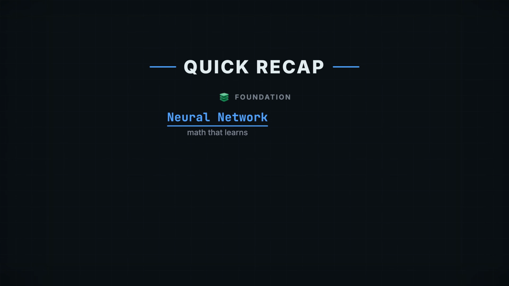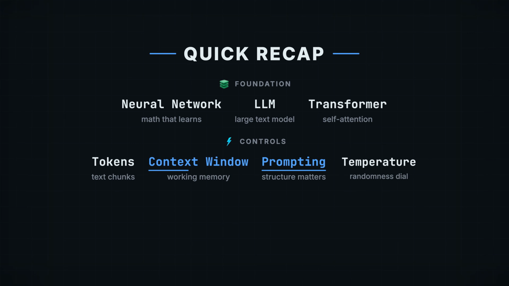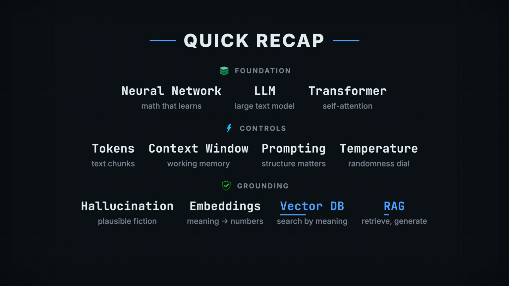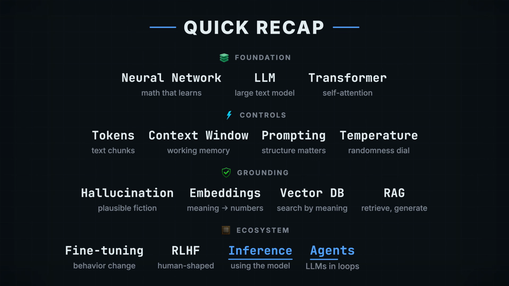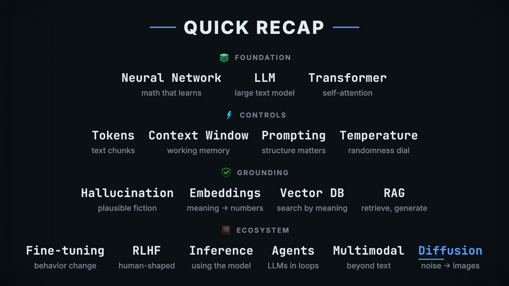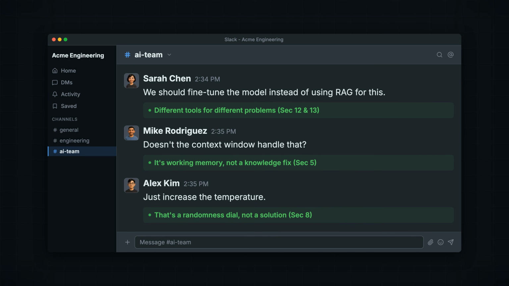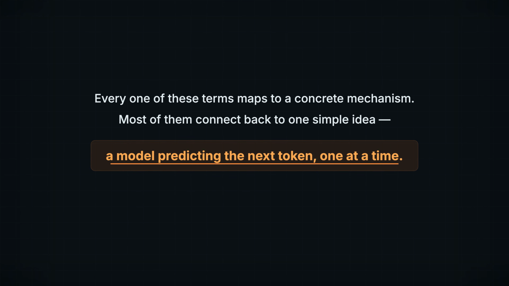Quick recap: neural network, LLM, transformer, the foundation; tokens, context, prompting, temperature, the controls; hallucination, embeddings, vector databases, RAG, grounding in reality; fine-tuning, RLHF, inference, agents, multimodal, diffusion, the ecosystem. That Slack thread? Hopefully every single line in it makes sense, and you can see where each one went wrong. Every one of these terms maps to a concrete mechanism, and most of them connect back to one simple idea: a model predicting the next token, one at a time. That's the engine. Everything else is built around it.